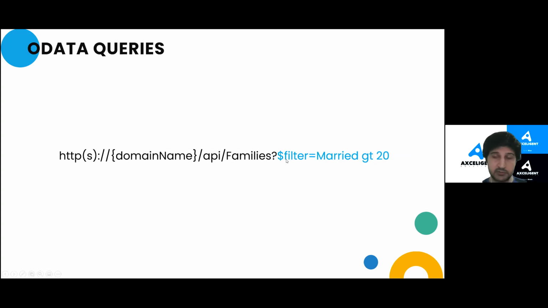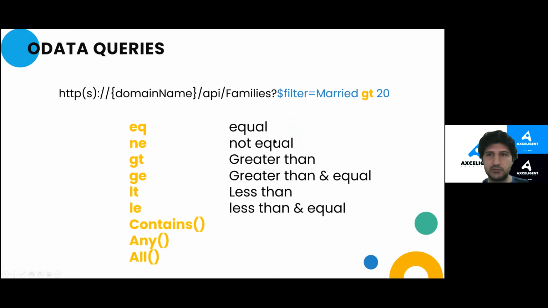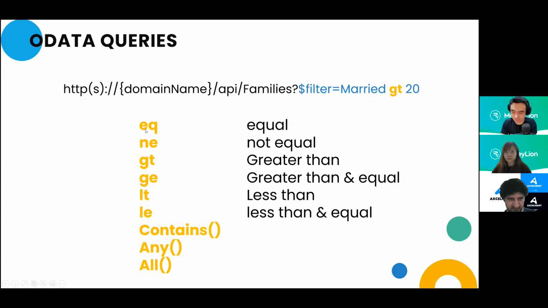Then if you want to do a filter on top of any of the available fields, you can do that. You just need to use $filter, and after that you say the name of the field, and after that you have a list of operators. You have greater than, you have equal, you have not equal. If you work with PowerShell, probably you saw these things. I believe Python has the same thing. Then you have greater than, greater or equal, less than, less or equal. And you can, for example, do a contain, any or all.